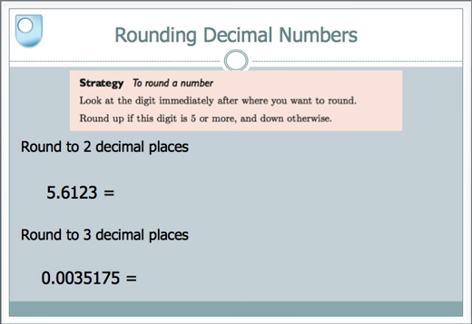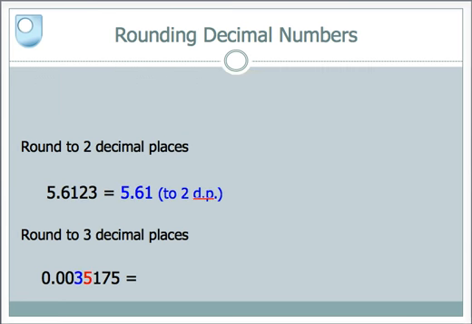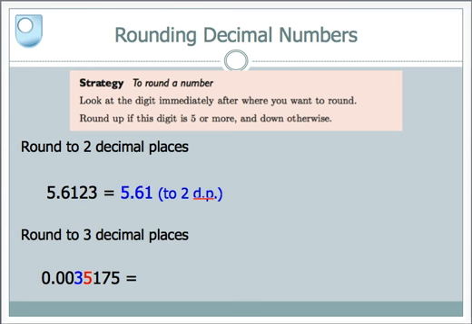So let's have a look at this case here. We're going to round this number, 5.6123, to 2 decimal places. We use the same strategy for rounding, where we look at the figure we're interested in, in this case the second decimal place, highlighted in blue, and then we look at the third decimal place and we make a decision. Is that number greater than 5 or less than 5? If it's greater than 5, we round up. If it's less than 5, which the 2 is, we'll round down. So my number becomes 5.61, and we put in brackets 2 decimal places. This shows the reader that we have actually rounded our number to 2 decimal places.